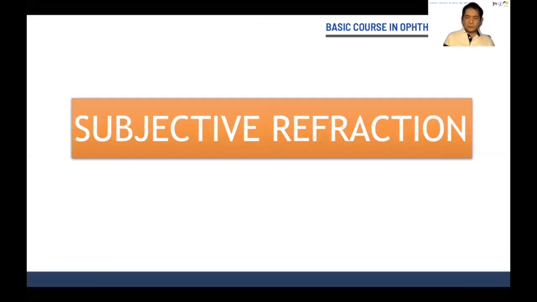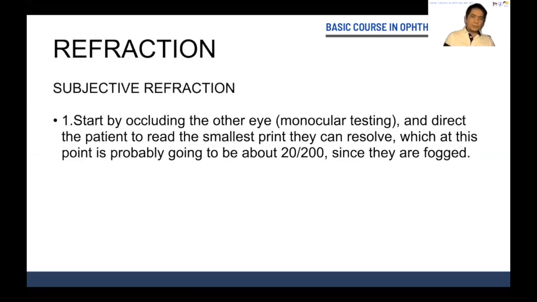Okay, so we are now done with objective refraction. We will now proceed with subjective refraction. As the term implies, subjective refraction is dependent on the patient's response. You are presenting lenses in front of the eye and then asking the patient which is the clearer or better lens. In subjective refraction, you perform this monocularly, in contrast with objective refraction, where you do it binocularly.